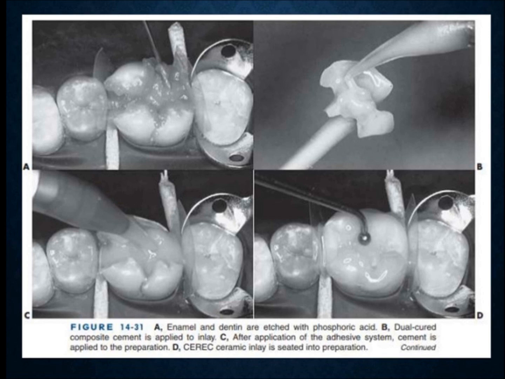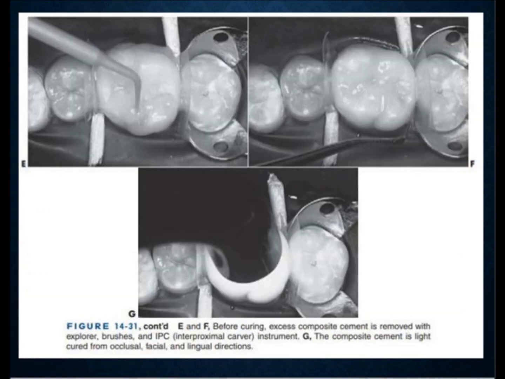The internal surface of the restoration also is coated with the composite cement, and the inlay is immediately inserted in the prepared tooth using light pressure. A pull burnisher applied with a slight vibrating motion is usually sufficient to seat the restoration. Excess composite cement is removed with thin-bladed composite instruments, a brush or an explorer.